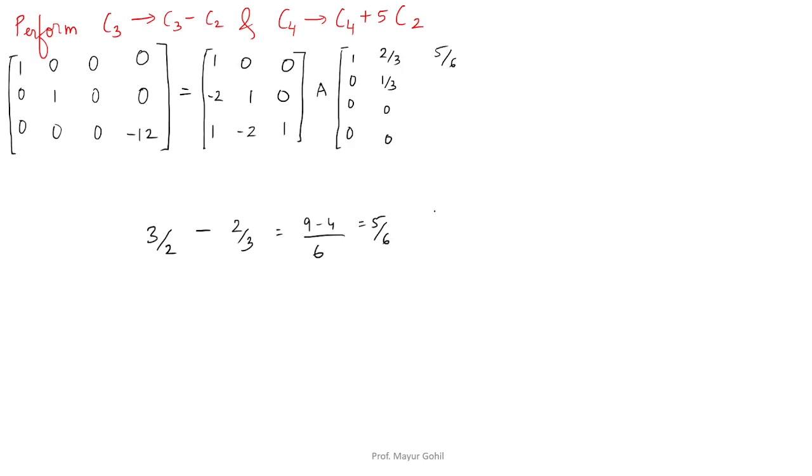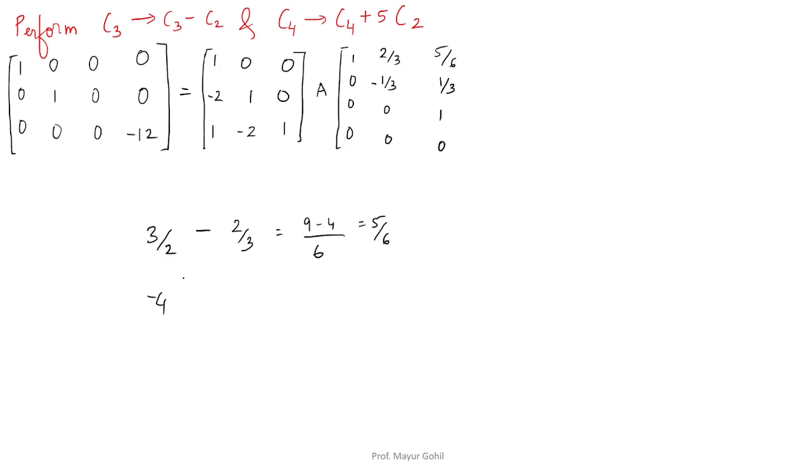So here the first element will become 5 by 6. Then here we will have 0 minus of minus 1 by 3. Oh, we had minus 1 by 3 here. So here it will be 1 by 3. And then here there is 1 and here there is 0. No change. After that we have here minus 4.